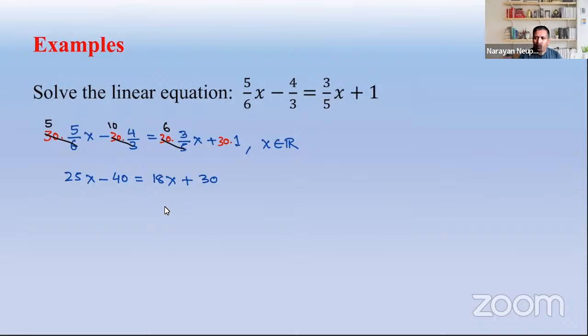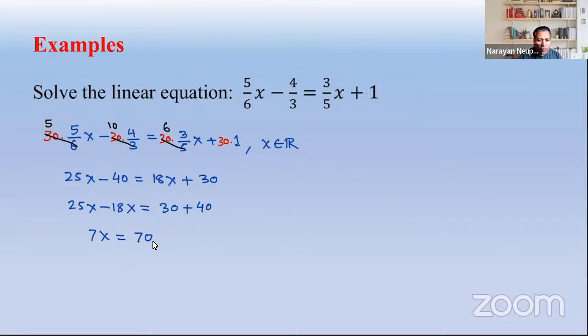Because we are solving for x, we'll try to bring all x on the left-hand side. Here we have 25x, and on the right we have 18x. If we move this 18x to the left-hand side, the positive 18x will be negative 18x by inverse operation. And on the right we have 30, and on the left, we have negative 40. If we move it to the other side, it will be positive 40. So now 25x minus 18x is 7x, equal to, on the right-hand side, 30 plus 40 is 70.